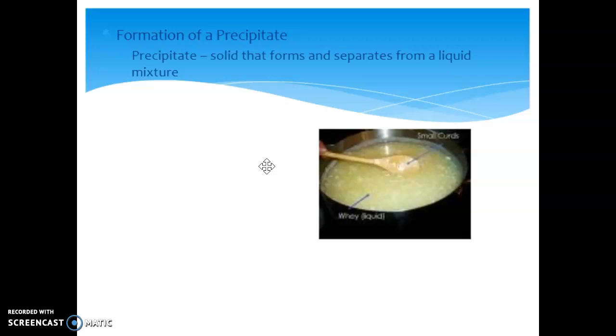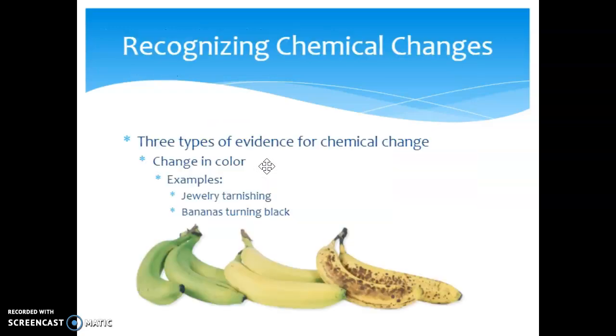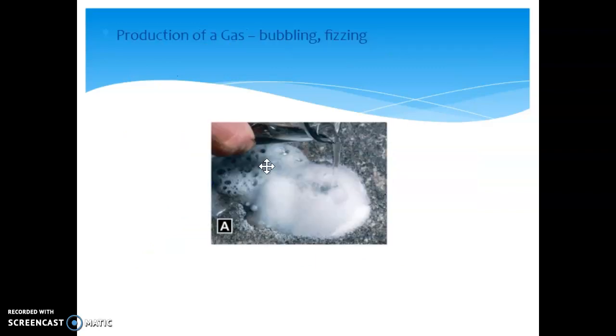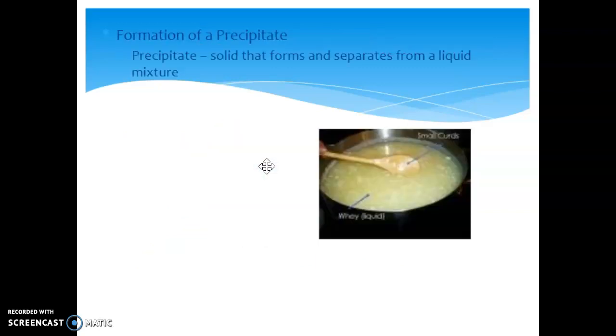You could even try this at home if you really wanted to. You could add lemon juice or you could add vinegar to milk and you would see small bits of solid separate from that liquid. You would see a chemical change occur. Okay. So to recap, the three ways that you recognize chemical changes: changing color, the production of a gas, or the formation of a precipitate.